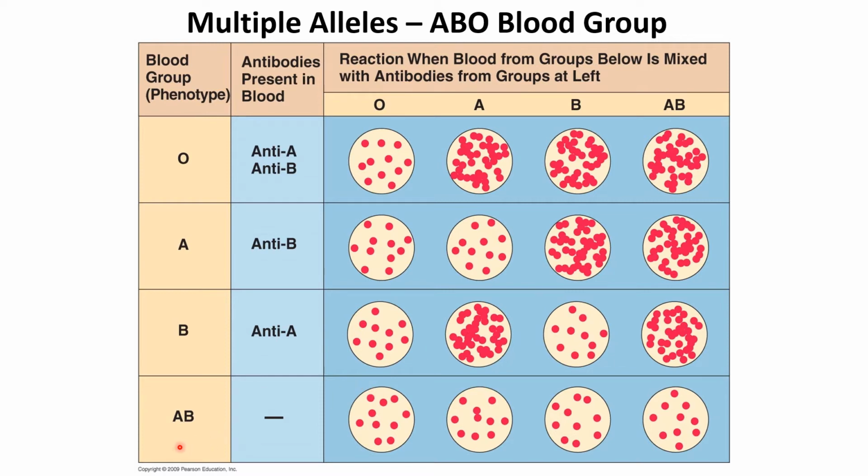But for the AB blood, there is no antibody. That means it can accept any blood. Any blood, when it's mixed together, won't clot. So here we can say that O is a universal donor, and AB is a universal acceptor. So O can give to everybody, to A, to B, to AB.